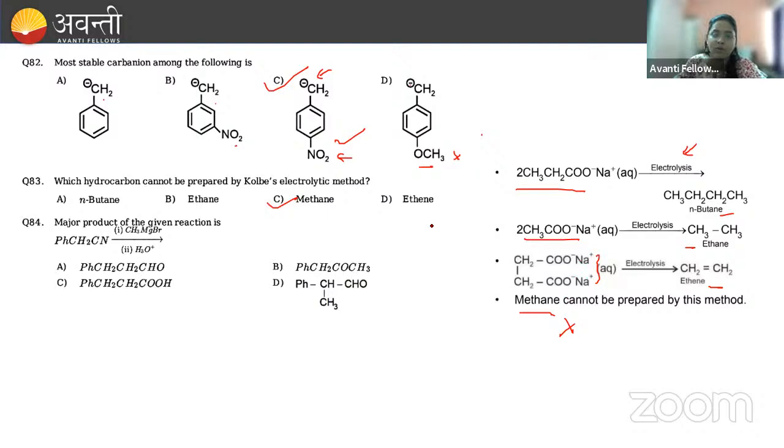Please remember, the Kolbe electrolytic method is a very, very important method. Sometimes a question is asked about which product is going to form, and right now which will not form is asked. So methane is the product which is not going to form.